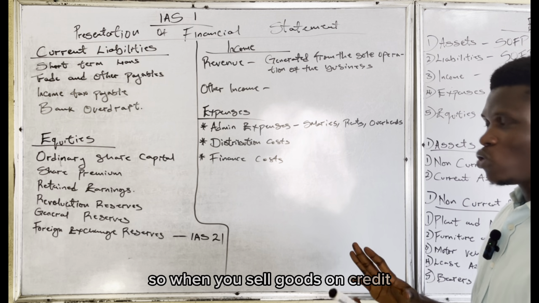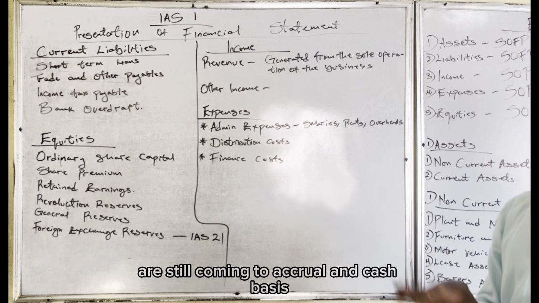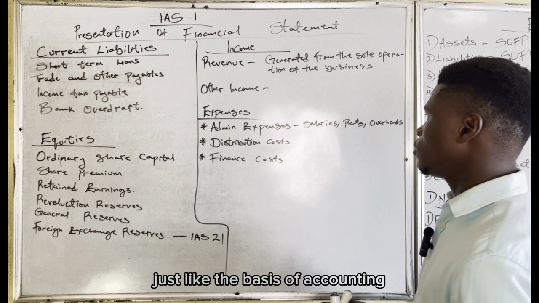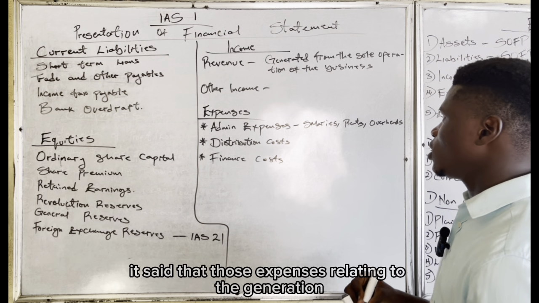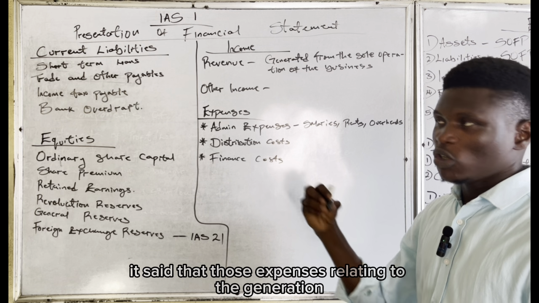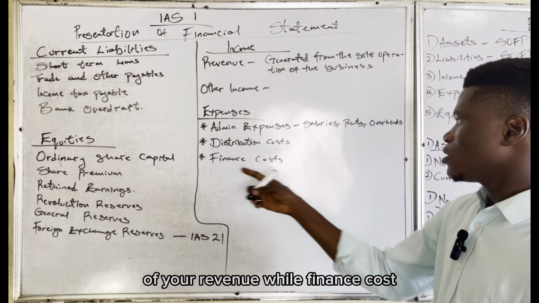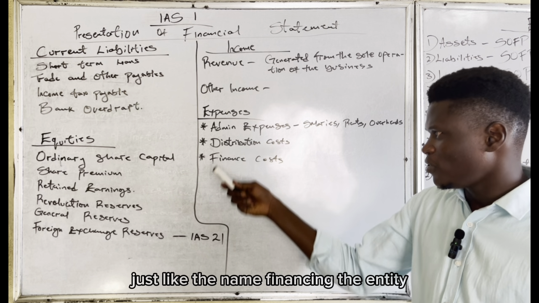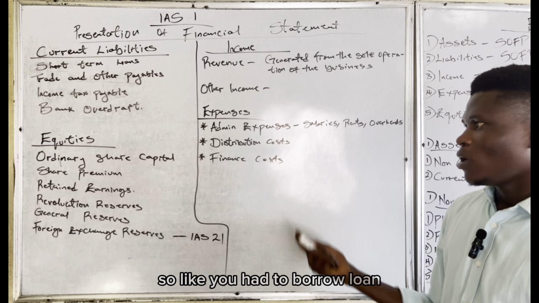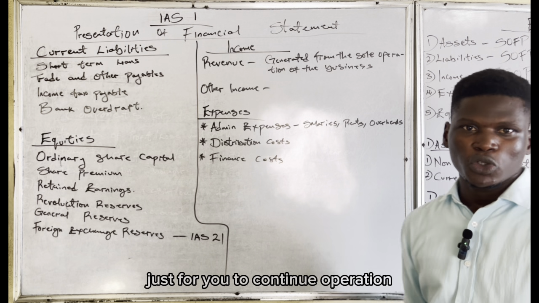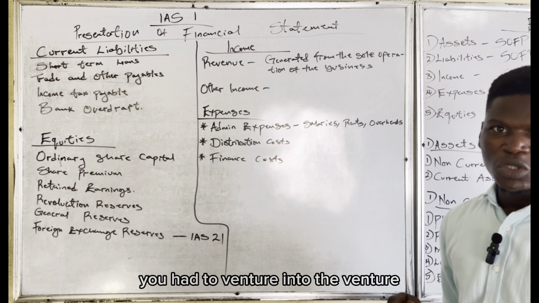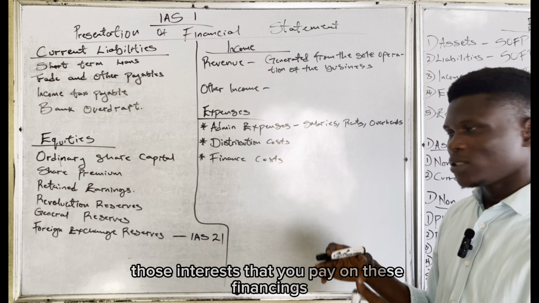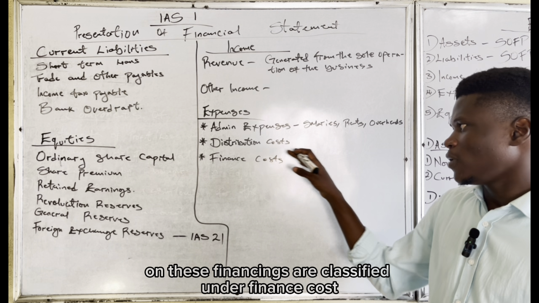So when you sell goods on credit, we're still coming to accruals and cash and accrual basis, the basis of accounting. So we have distribution costs. We say there are those expenses relating to the generation of your revenue. While finance costs are costs relating to financing the entity. So, like you had to borrow a loan just for you to continue operation. You had to venture into the venture. You have to buy stock. Those interests that you pay on these finances are classified under finance costs.